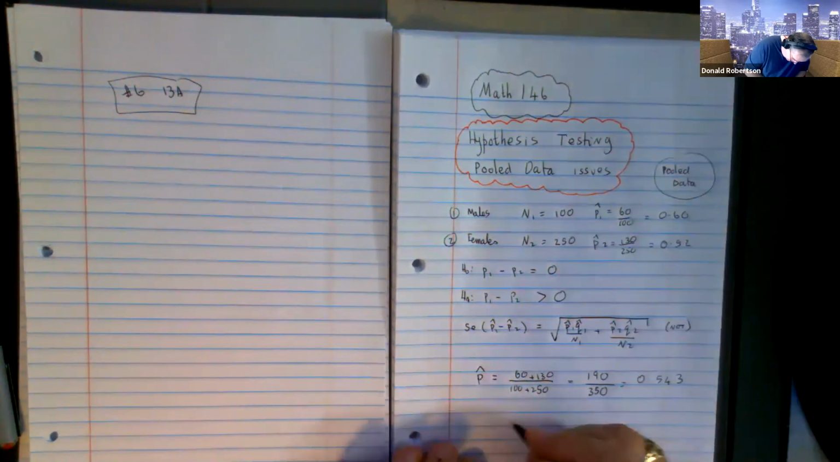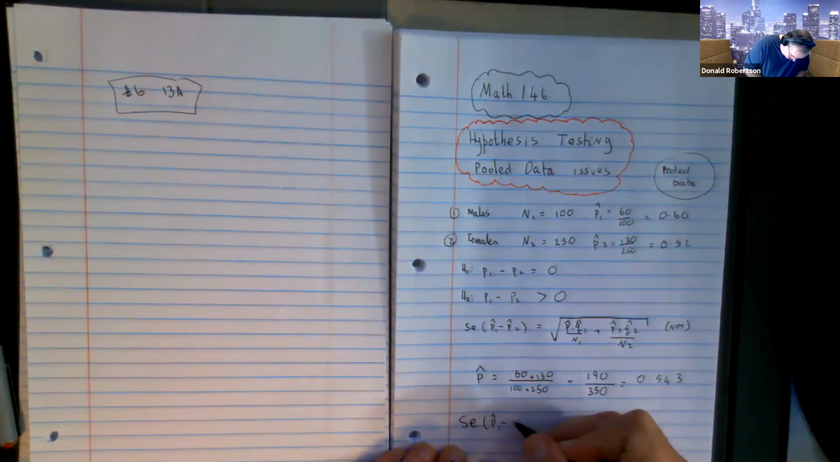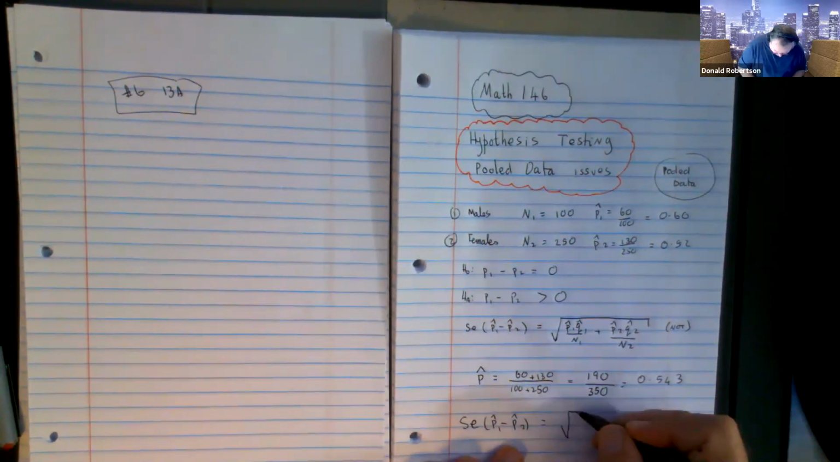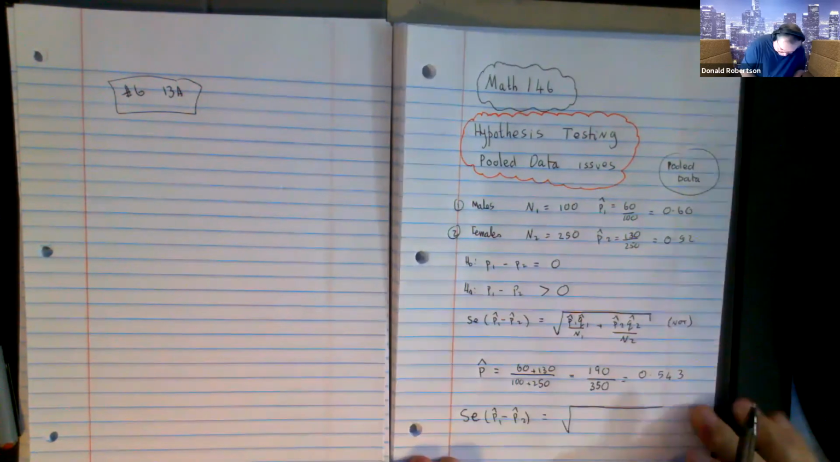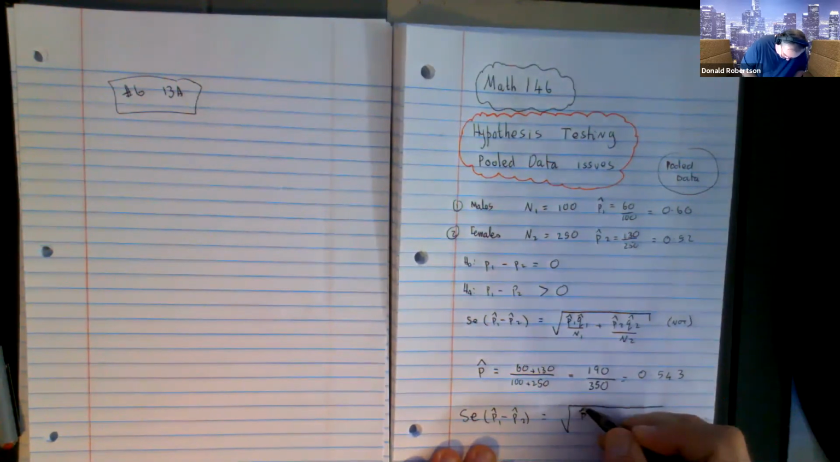And the standard error for the difference between the two uses a pooled standard deviation formula. And it's P.